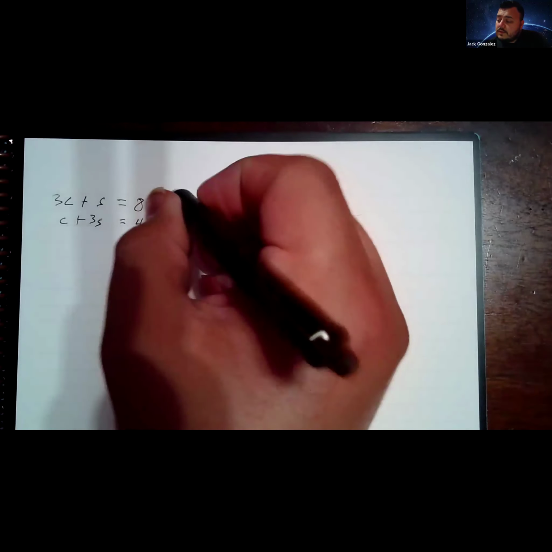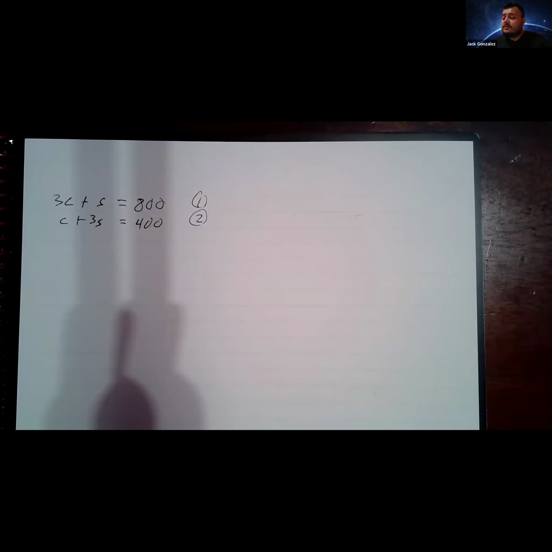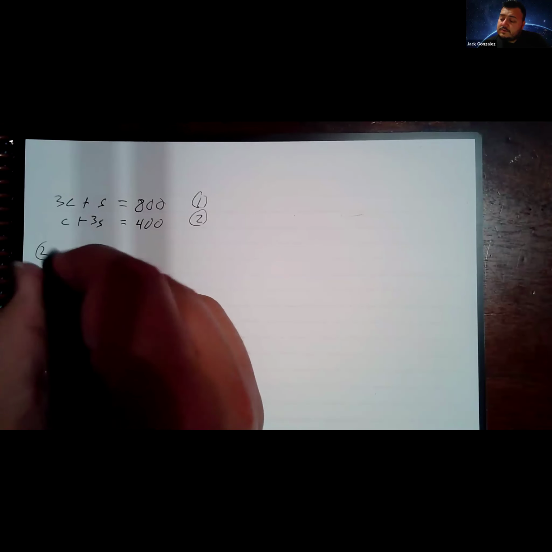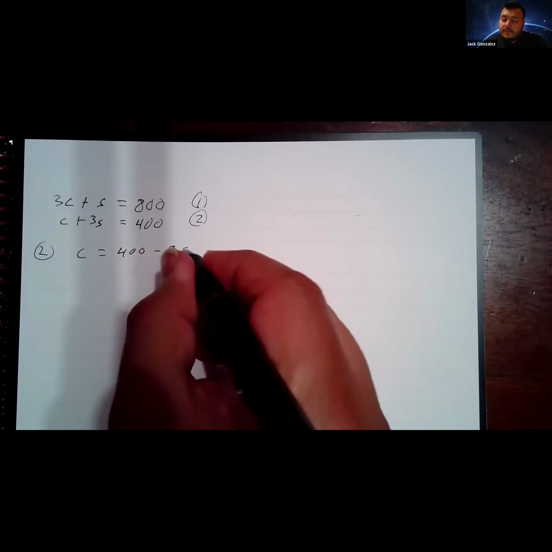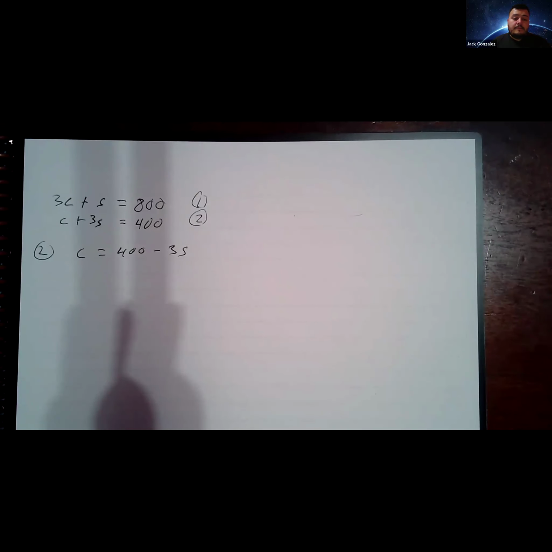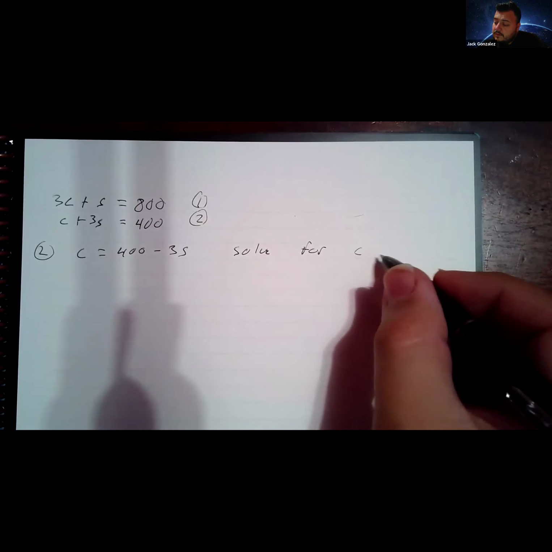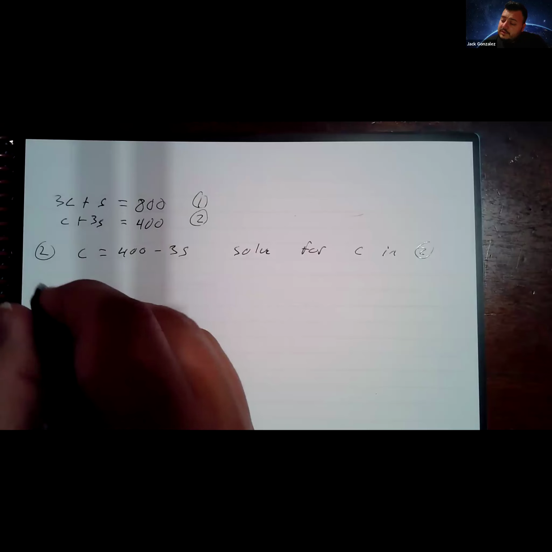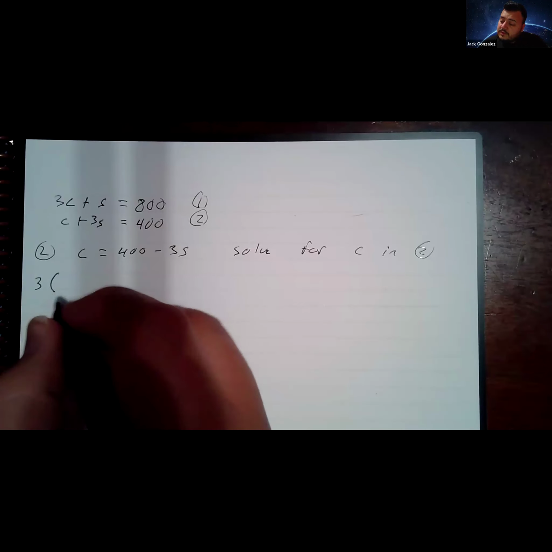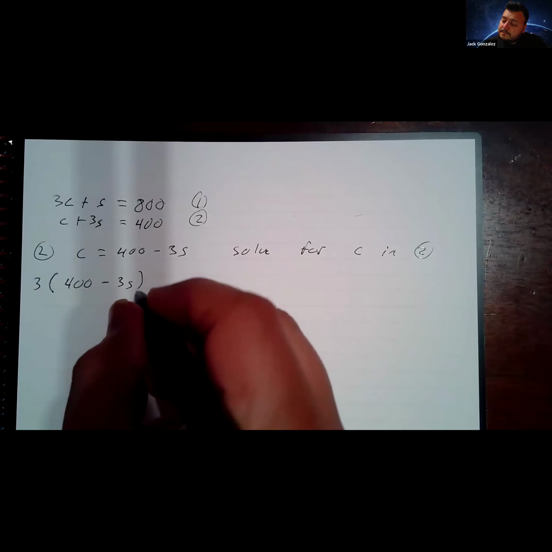So what they do, they take equation 1 and 2, they say, you know what? We can do this a couple of ways. Take equation 2 and solve for C. So do you agree that if I subtract 3S over, I'm going to get this, right? So solve for C in 2. Then plug C into equation 1. So you have everything in terms of one variable, soda.